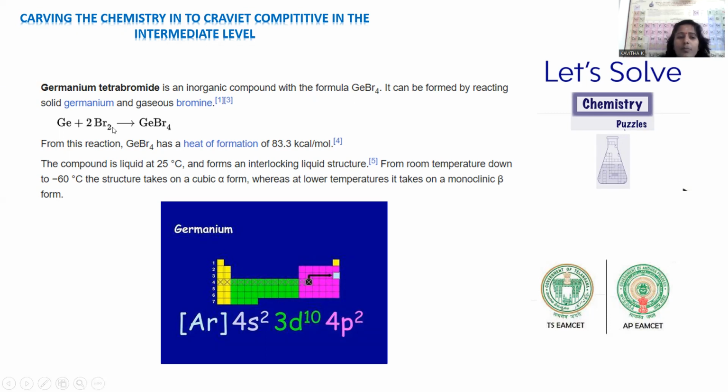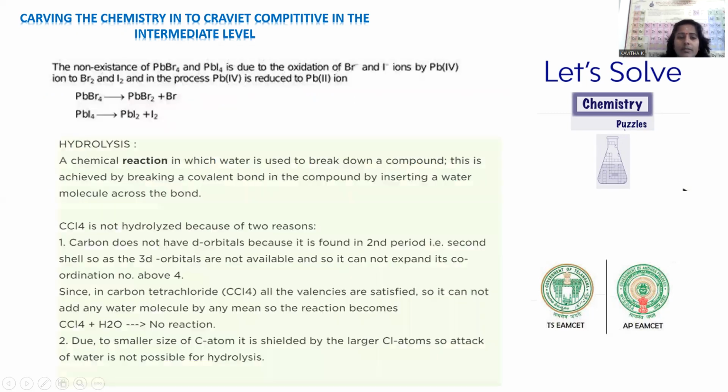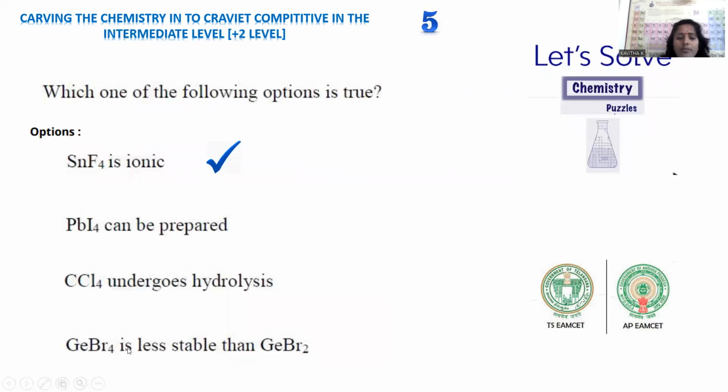So when germanium is treated with 2 moles of bromine, germanium tetrabromide will be generated. So it will be more stable. Since the valency of germanium is 4, germanium tetrafluoride is more stable in comparison with germanium difluoride. So option number 4 is the wrong one. The only correct answer is that tin tetrafluoride is ionic in nature, because fluorine is more electronegative. There is a greater electronegativity difference between tin and fluorine, so the bonding between the atoms becomes a transfer of electrons. So we can say it is ionic in nature.